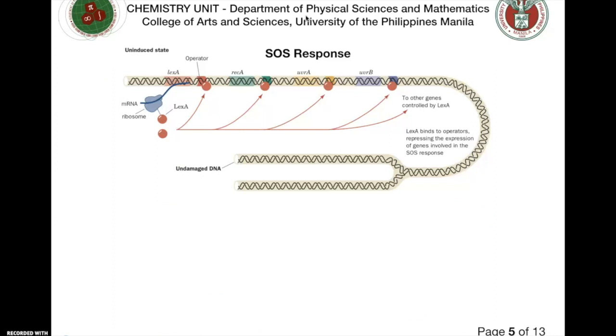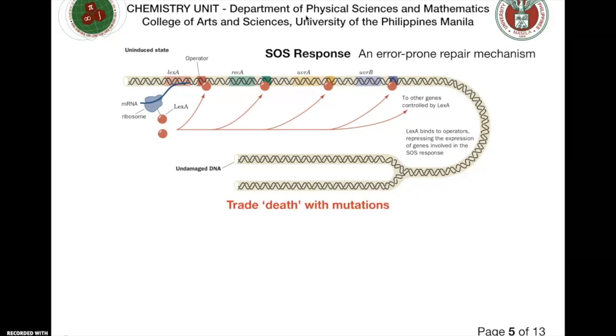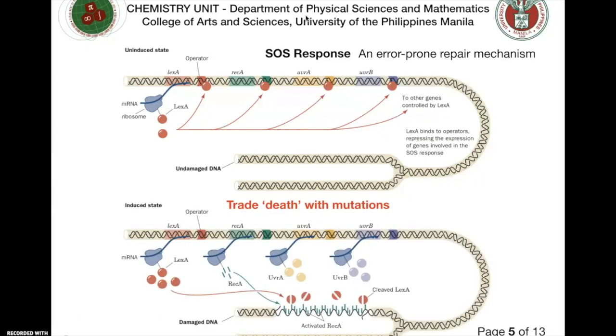When all repair mechanisms fail, prokaryotes employ what we call an SOS response, which is error-prone. It's like trading cell death with mutations, hoping that these mutations will not kill the organism, but to give it a mutated version which can be beneficial to its survival. The machinery is shown, but in here, let's leave the whole mechanism for the higher biology subjects.